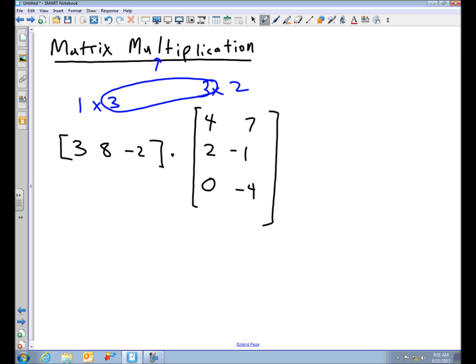Now, in order to multiply these two matrices together, the two inner dimensions have to match up with one another. Remember, this only is when we're multiplying, though, not when we're adding or subtracting. Since they match up, we're going to be able to multiply these two matrices together, since they're both 3.